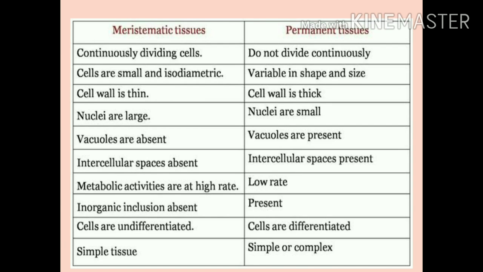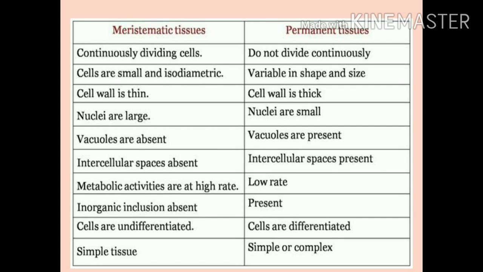Nuclei are large in meristem and small in permanent tissue. Vacuoles are absent in meristematic tissue and present in permanent tissue. Intercellular spaces are absent in meristematic tissue and present in permanent tissue. We can observe high metabolic activities in meristematic tissue, whereas permanent tissue has low metabolic activities.